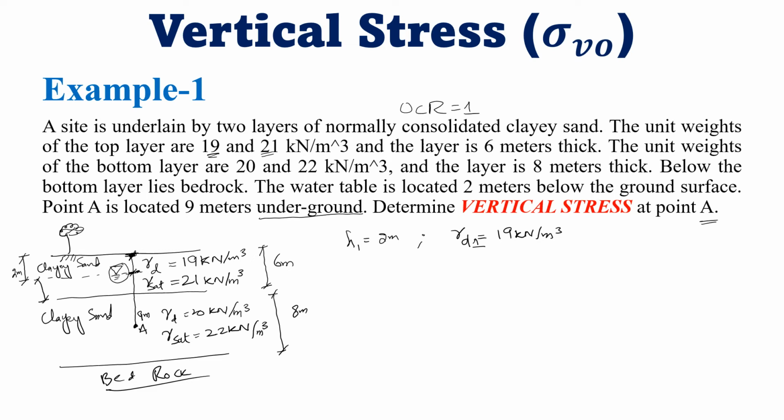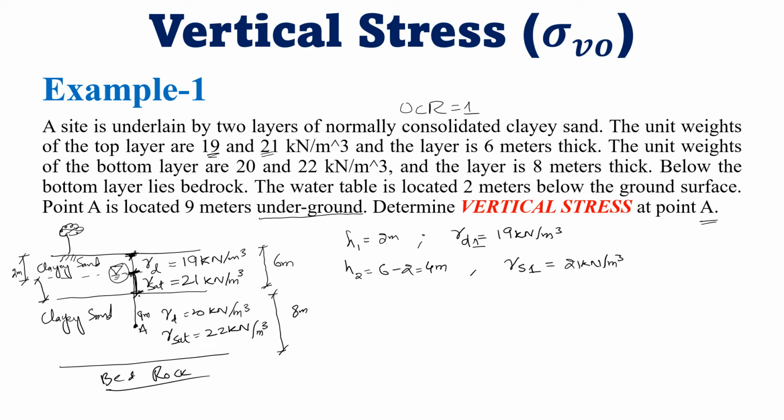Next is the same layer but in the saturated zone. Below the water table, the soil will be saturated. What is the depth of this soil? The total is 6 meter, minus the top 2 meters that is the dry zone. So H2 will be equal to 6 minus 2 equals 4 meter. Gamma S1 is the saturated unit weight, because the soil below the groundwater is considered saturated, and from this point to the end of the first layer the saturated unit weight is 21 kilonewton per meter cube.